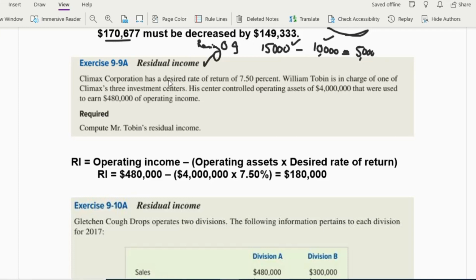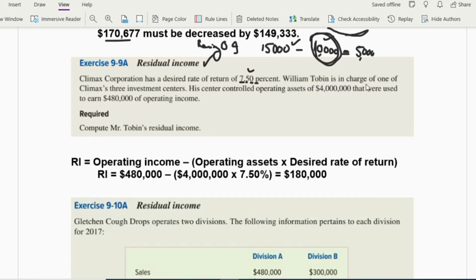So let's read out this question. Climax Corporation has a desired rate of return of 7.5%. So it means that whatever operating assets they have, they want to earn a return of 7.5%. This is their required return. So whatever 7.5% will be, that is their required return on investment.